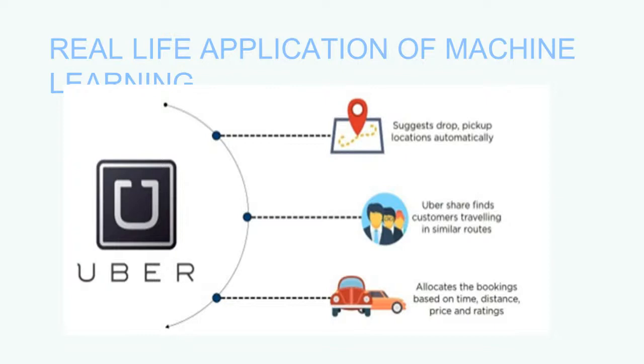And Uber shares find customers traveling on similar routes, like those who are sharing, and allocate the booking based on time, distance, price, and rates. Say you give the starting point and destination. It will predict how much time it will take, how much distance, and including the cost also. With respect to time it will give you the distance, or with respect to distance it will give you the time. But how does it predict the price? Previously, those who used Uber traveling in this particular location may expect the same cost, so that's why it will predict the cost.